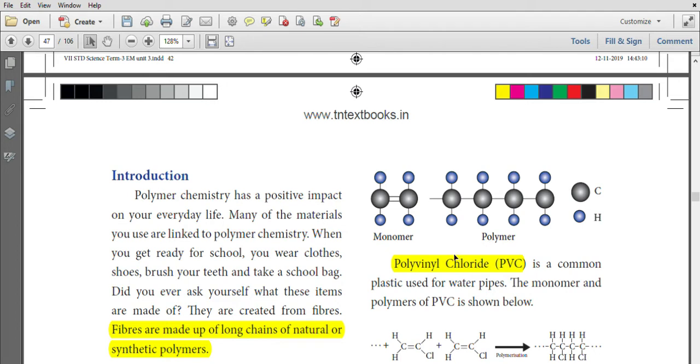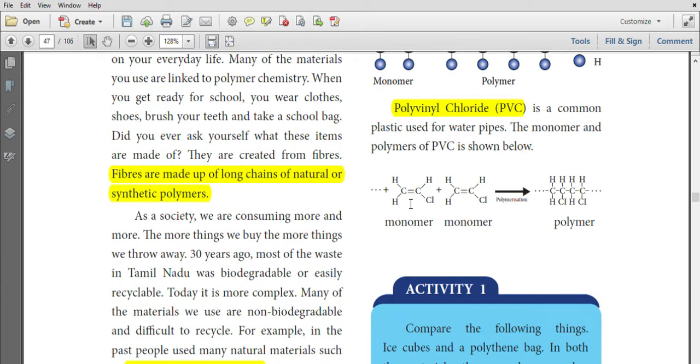An example of a polymer is polyvinyl chloride, PVC pipes. Water pipes are made of polyvinyl chloride. CH2=CHCl is the vinyl chloride monomer. It combines to form polyvinyl chloride polymers.